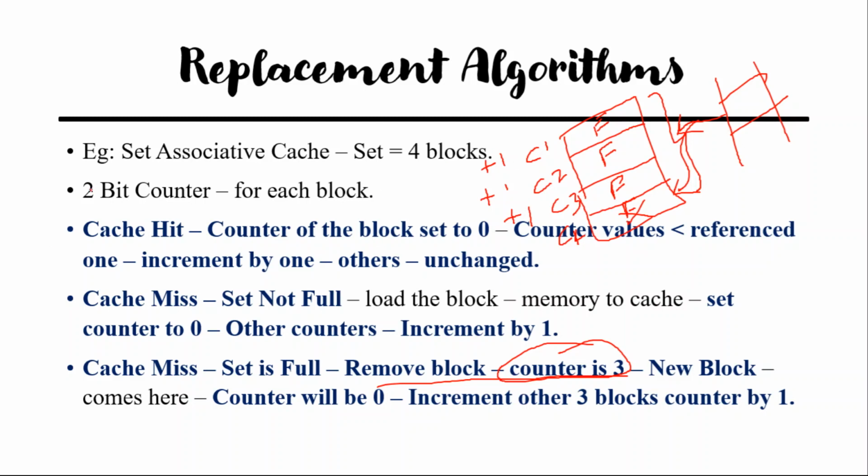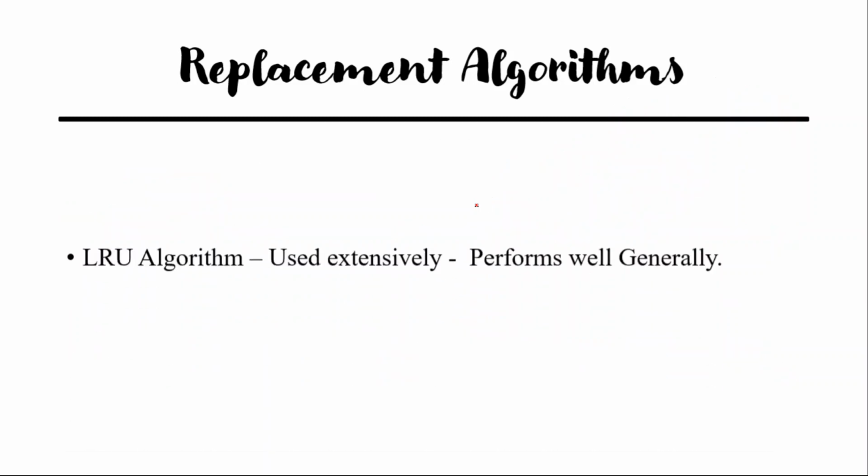So this counter acts as the tool to identify which block is used recently and which is not used recently. If something is used recently, then immediately we will make the counter 0. Whichever is not used, we increment the counter accordingly. So this is the whole strategy of the LRU algorithm.